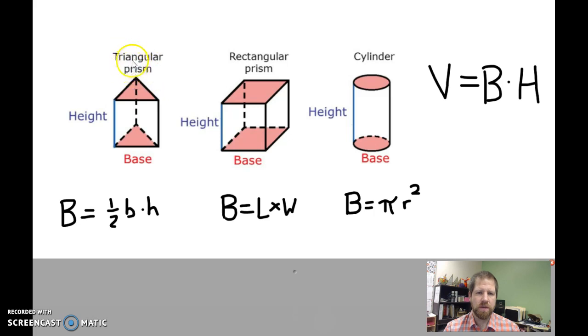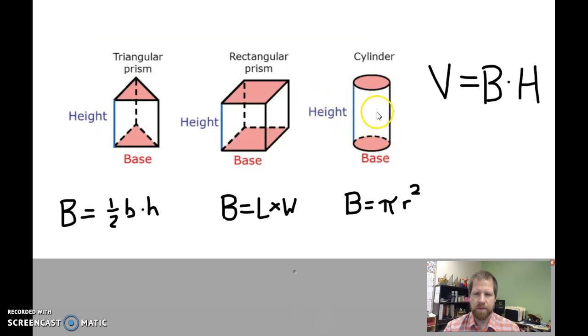The first shape is a triangular prism. Notice that both its top and its bottom are triangles. We've got a rectangular prism. Its top and bottom are rectangles or squares. All right, and then we've got a cylinder, and its top and bottom are circles.